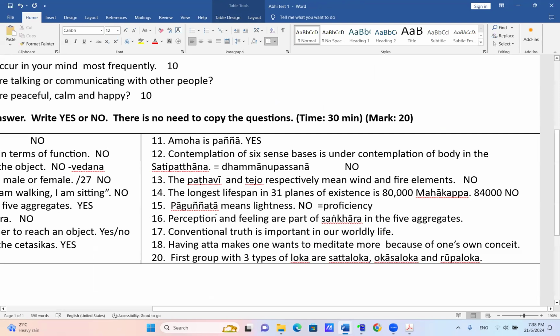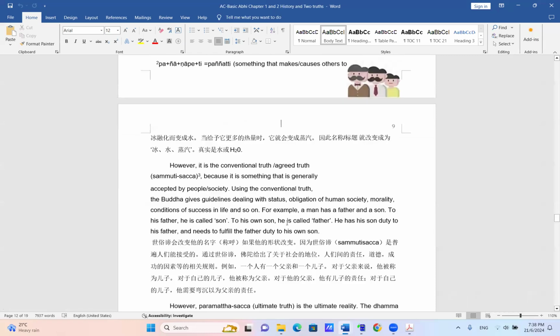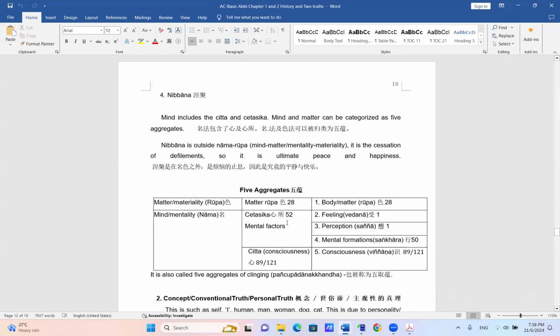Perception means sanya, feeling is vedana. Sanya and vedana are part of sankhara in the five aggregates. Some of you didn't answer. The answer is no, because sanya and vedana are not in the sankhara, they are outside the sankhara. To see this, you have to look at the first noble truth. Okay, this one. Right.